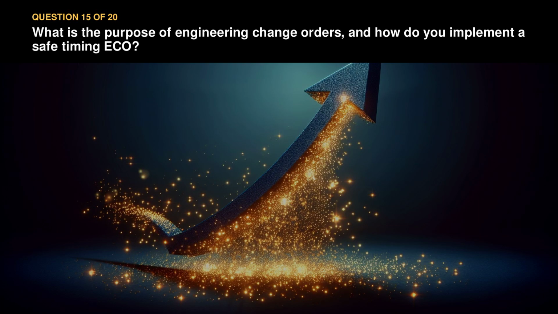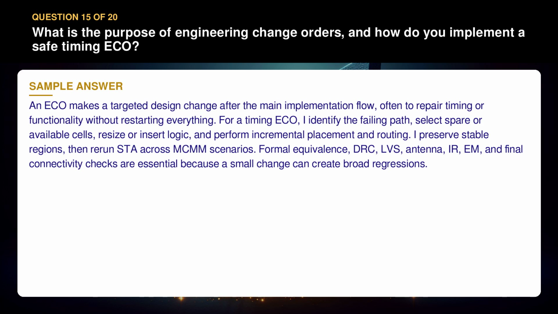Question 15. What is the purpose of engineering change orders, and how do you implement a safe timing ECO? An ECO makes a targeted design change after the main implementation flow, often to repair timing or functionality without restarting everything. For a timing ECO, I identify the failing path, select spare or available cells, resize or insert logic, and perform incremental placement and routing. I preserve stable regions, then rerun STA across MCMM scenarios.